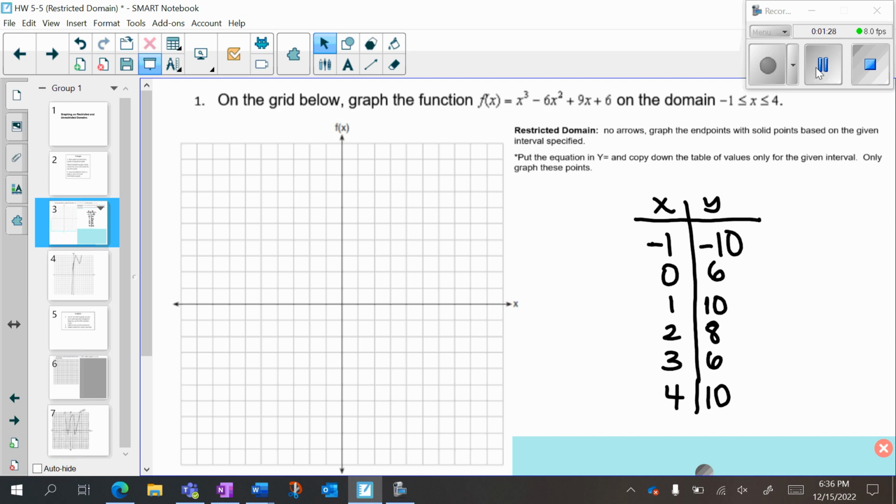So I'm going to go to -1 and go down to -10, and plot my point, and it should be a closed circle. Then go to 0, 6, 1, 10, 2, 8, 3, 6, and 4, 10. And I'm going to connect my points.